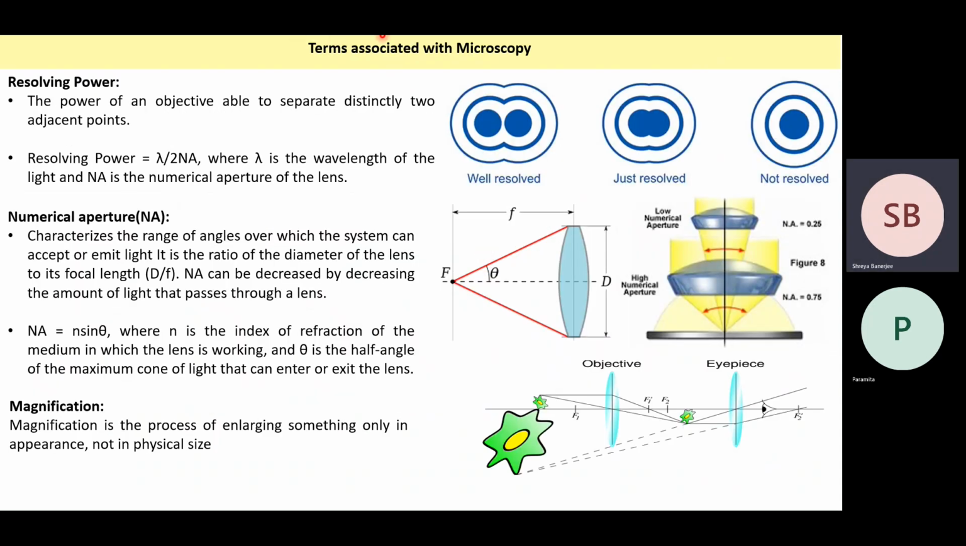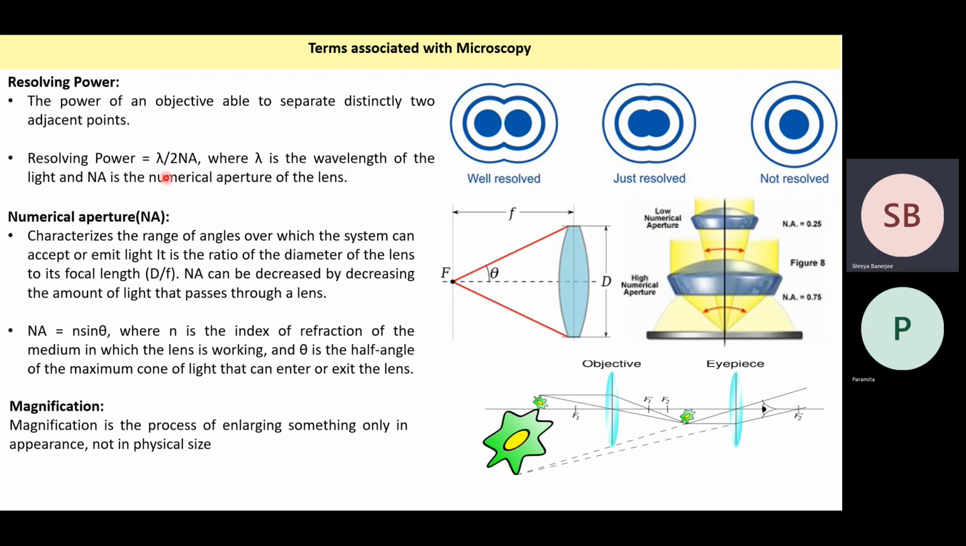There are many different terms associated with microscopy. First is the resolving power. The power of an objective lens which is able to separate two distinct adjacent points is called the resolving power. Suppose you have two atoms very close or cells very close to each other. If you can see the two separately, then it is said to be well resolved. If the two are merging, then it is just resolved. And if they merge completely so that you can see a single point, then it is not at all resolved.